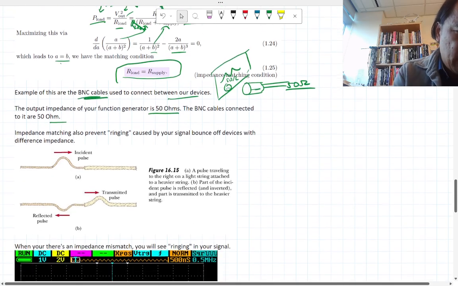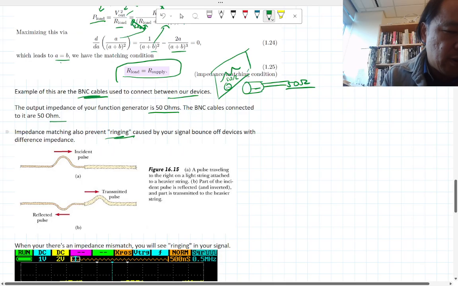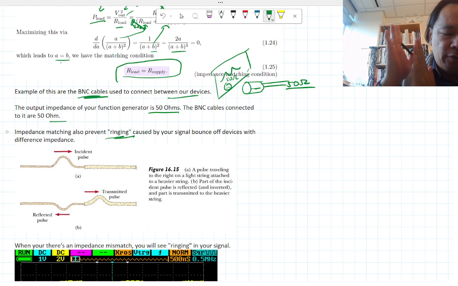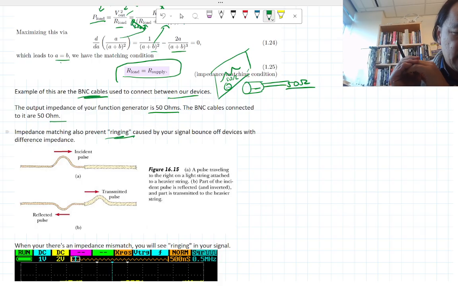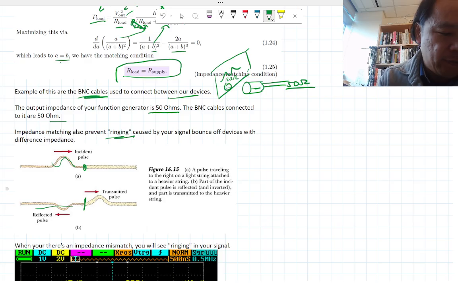Okay, impedance matching also prevents this effect called ringing. This effect is caused by the difference in impedance. You can actually physically see it in your General Physics 1 class. What happens is that if you connect two ropes together, one thin one, one thick one, when you propagate a wave through it, at this interface, some of the waves actually get reflected back.